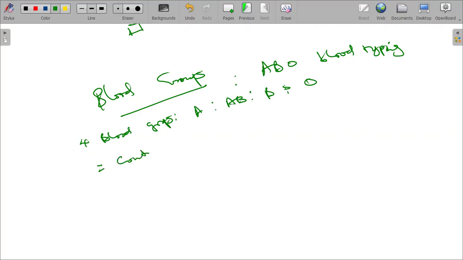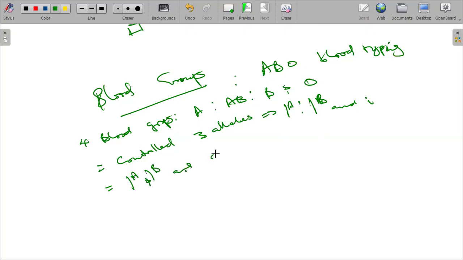All of them are controlled by 3 alleles. These 3 alleles are allele A, allele B, and allele O, and understand that allele A and allele B are dominant alleles, while O is recessive.